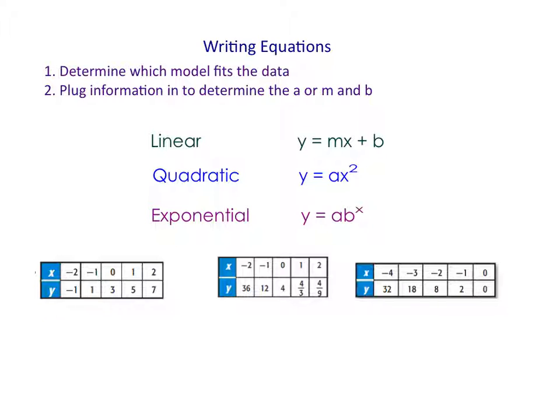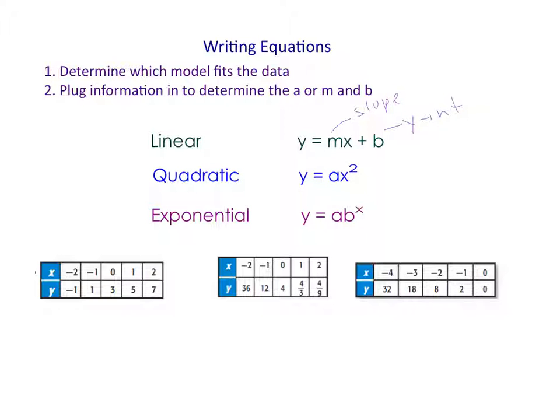Now, once we have a table of data and we can determine which function it goes to, linear, quadratic, or exponential, we now want to write an equation for that data. So we have to figure out, again, not only what the table is telling us, but which part of each equation the variable means. So as we look at linear, y equals mx plus b, let's just recap. M, again, represents the slope. B represents the y-intercept.